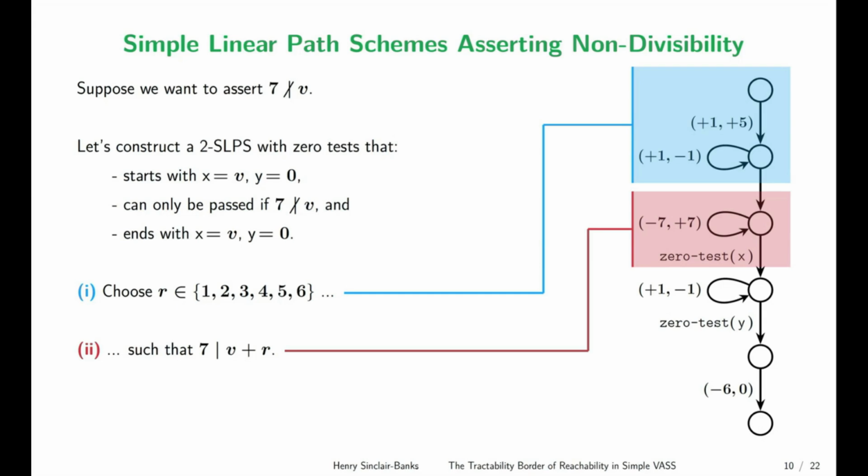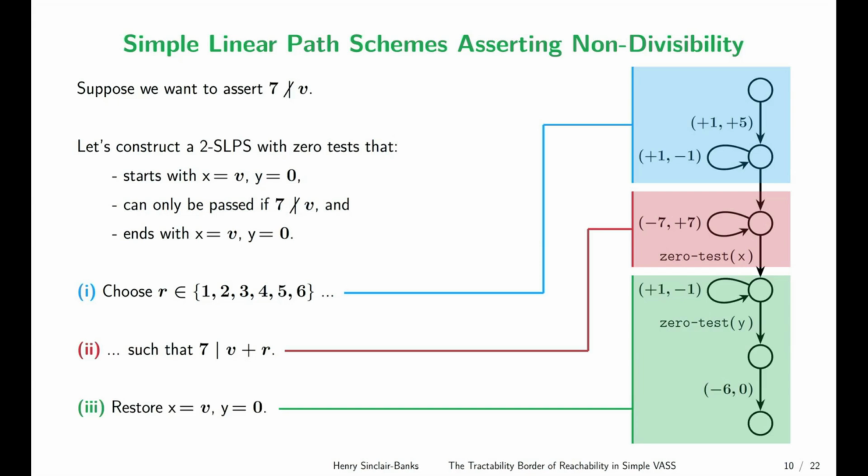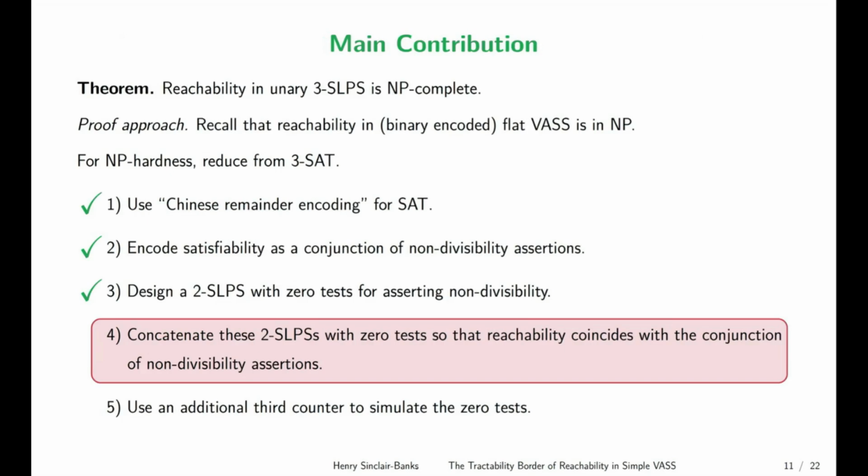So the counter values after the first transition were v plus 1 and 5. That sums to v plus 6. Then those 2 cycles didn't change that value. So after this red segment, x will be 0 and y will be v plus 6. I'll then use the plus 1 minus 1 loop, and then a 0 test on y to shove all the value back to x. Then x will have value v plus 6, y will have value 0, and then I'll just subtract 6 away, and I'm left where I started. Okay. And now we're basically done.